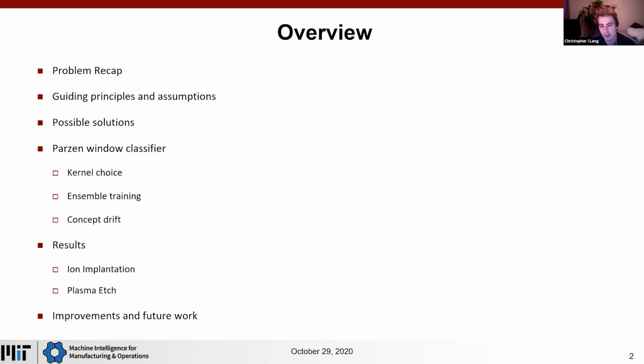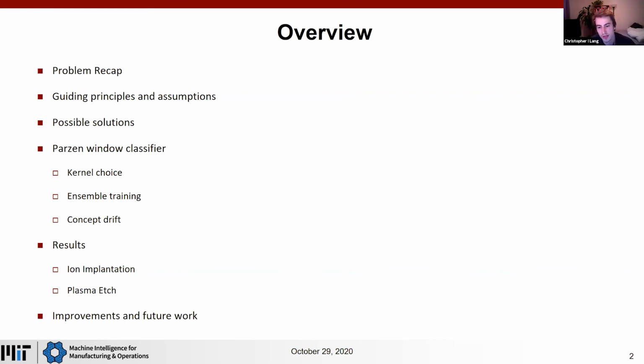And then after that, I'm going to get into the meat of the presentation, which is talking about the Parzen window classifier and how it can be applied to detecting faults in manufacturing settings. So I'll talk about a few of the design choices behind it, such as the choice of the kernel, the way that we end up training it, and how we can adjust the model to deal with concept drift.